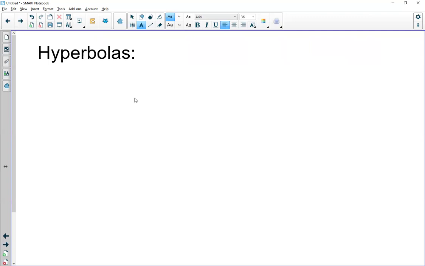Okay. Hyperbolas are a little different. It feels the same, but it's a little different. Do we have to graph the numbers? No, if you're finding the equation, then you don't graph it.